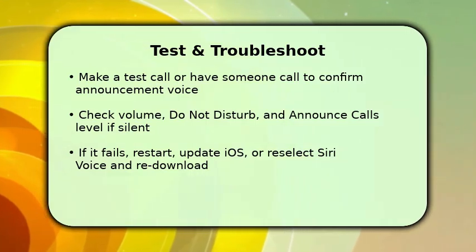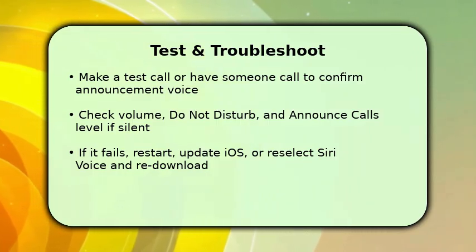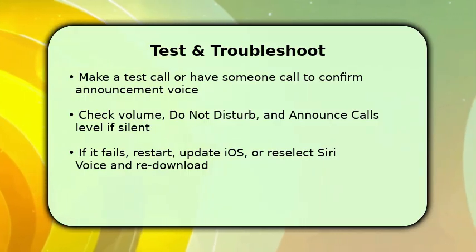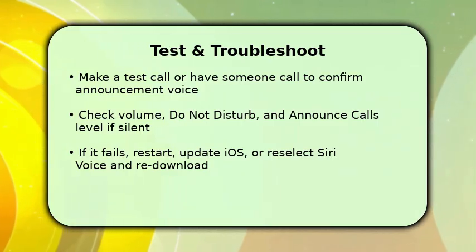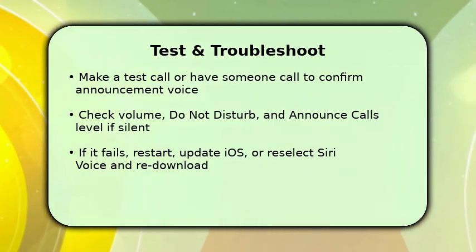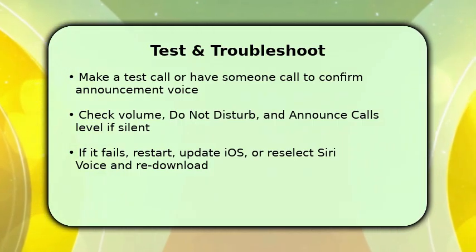If announcements are silent, make sure ringer volume and speak selection are up and Do Not Disturb and Focus aren't blocking alerts. If you still hear the old voice, restart the phone, install any iOS updates, then reselect and re-download the Siri voice. This refresh often fixes download glitches and makes announced calls use the updated voice immediately.